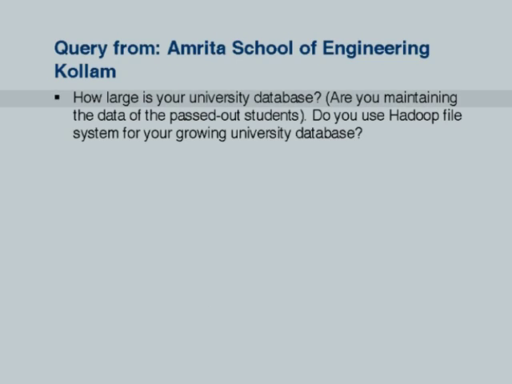Okay, last two questions. How large is your university database? Are you maintaining the data of passed out students? Do you use Hadoop file system for your growing university database? That's a good question. How large is our university database? It's embarrassingly small. If you just take the academic records, we have all the academic records of every student who graduated from, I think, 1989 or so. Some of the older data is also there, but its schema was different. We have not got around to putting it in the online database.